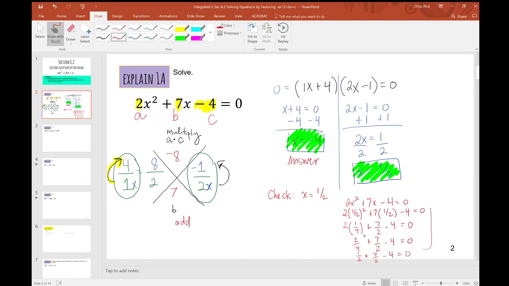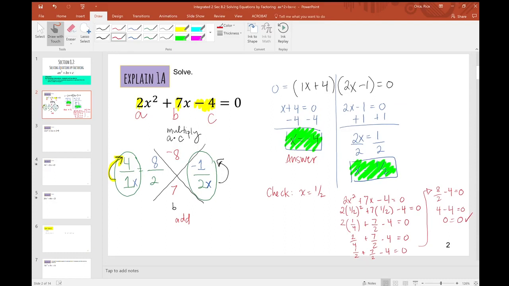I'm running out of space, so I'll continue on here. 1/2 plus 7/2 is 8/2 minus 4 equals 0. And 8/2 is 4, and 4 minus 4 is 0. So it checks, which means that x equals 1/2 is also a solution. Now let's move on to our next problem.